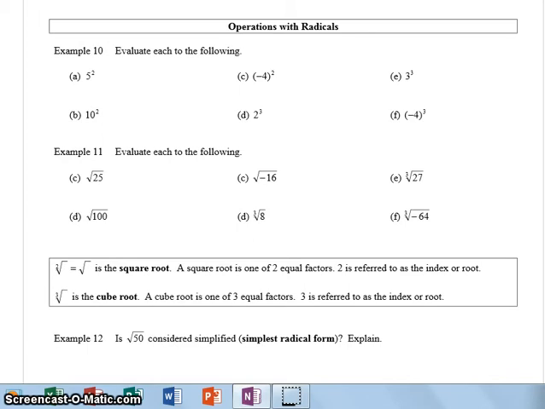This is Unit 5, Day 3. And today we're starting with operations with radicals. Examples 10 and 11 you're going to see undo each other.